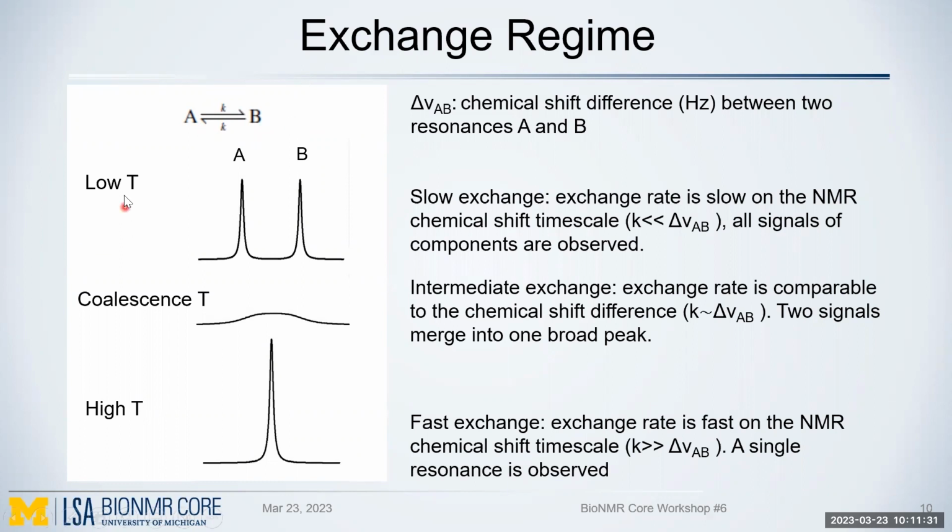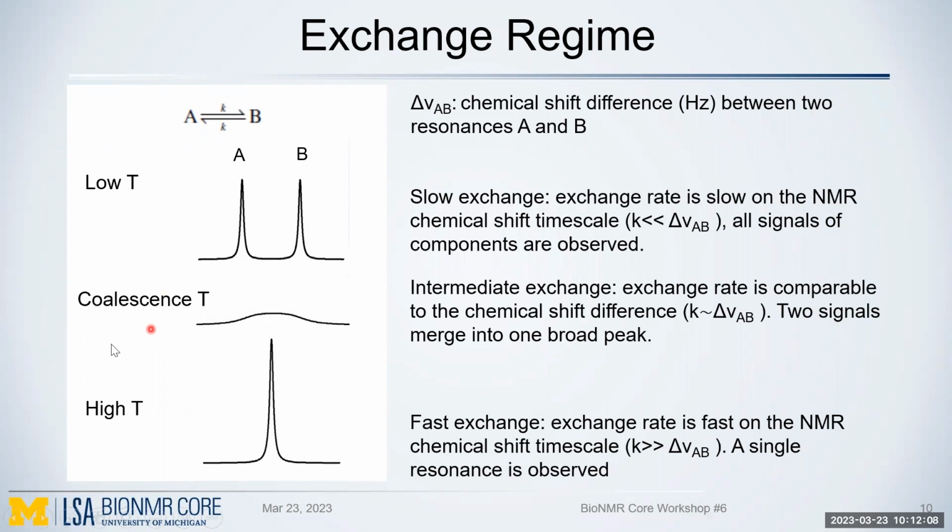So at low temperature, these two states or these two sites A and B will show two peaks in the 1D proton spectrum. And we call that, at this temperature, A and B undergo slow exchange, meaning that the exchange rate is slow on the NMR chemical shift time scale. That means the exchange rate K is much smaller than the chemical shift difference between these two states. So the lifetime of each of the states A and B is so long that NMR can distinguish between these two states. So all signals of components are observed.